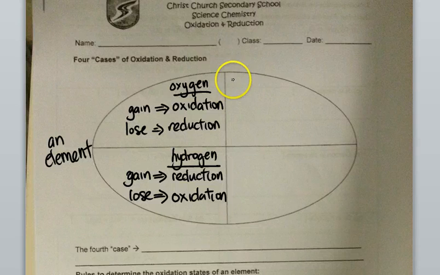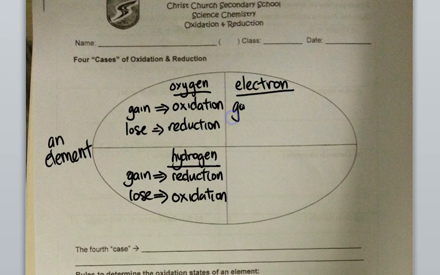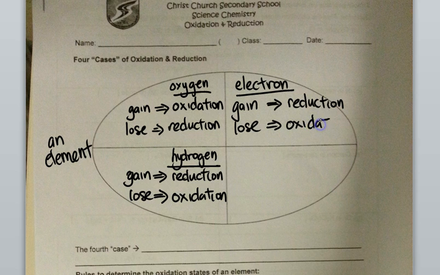Now, let's move on to the next two cases. So we talk about gaining, losing oxygen, gaining, losing hydrogen. The next one we talk about electrons. It's about the gain and loss of electrons. So if you gain electrons, this is considered reduction. If you lose electrons, this is considered oxidation.